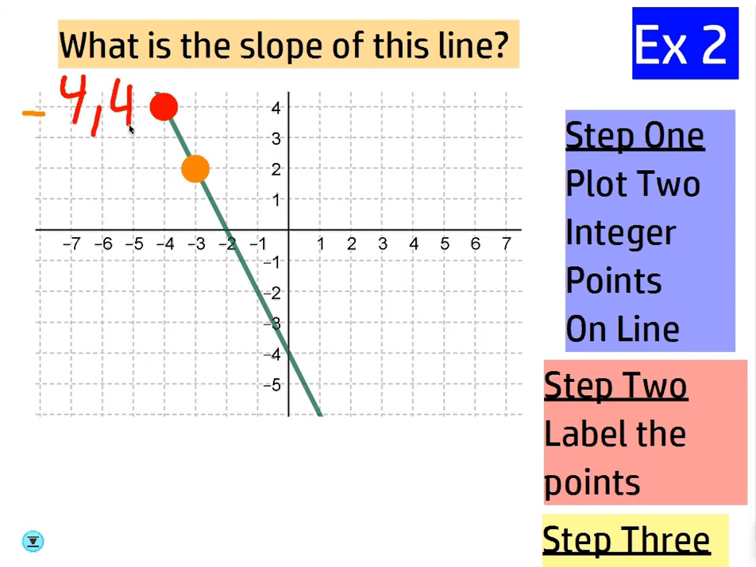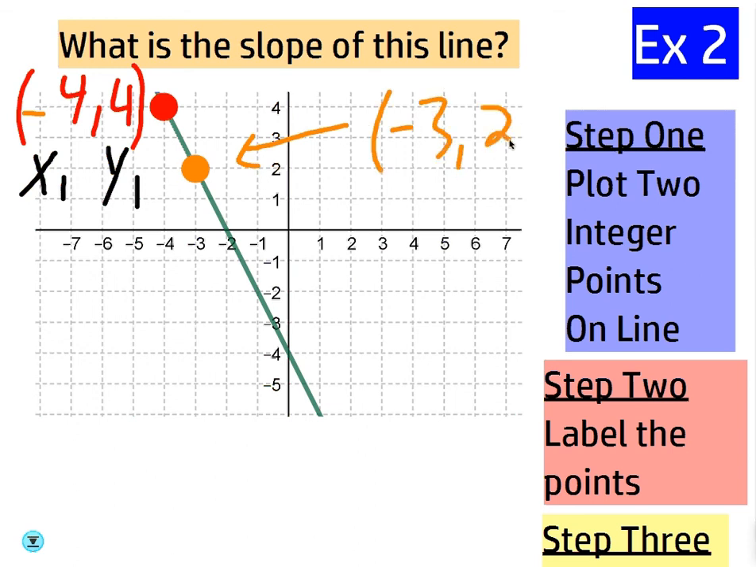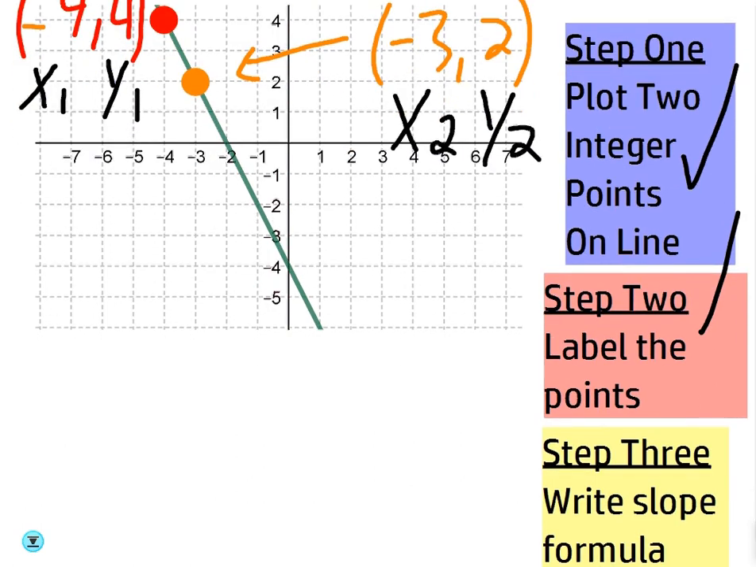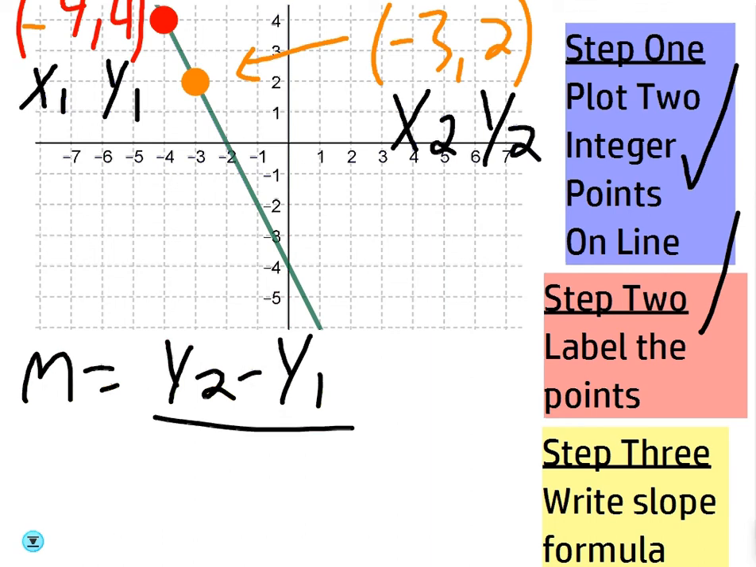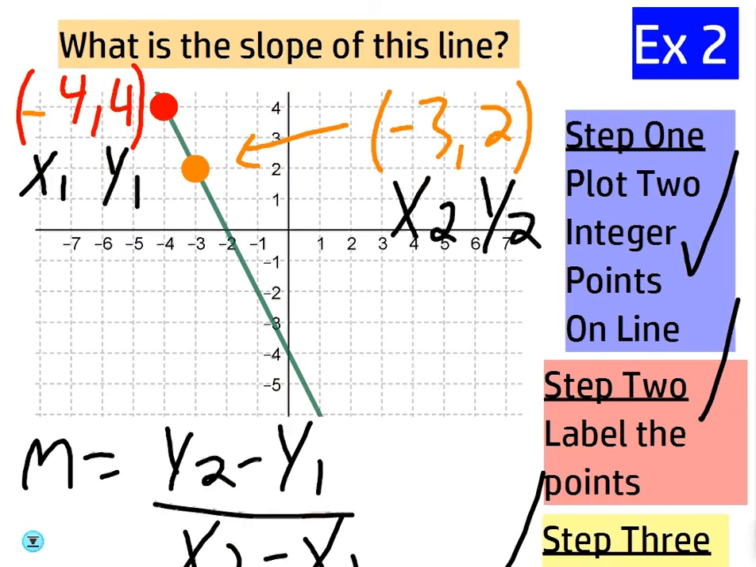And again, we want to label that point. So that is my x1, y1. Okay, the next point, I'm going to have to go over here, is negative 3, 2. And that is the x2, y2. Okay, so we've plotted the points, we've labeled them. Again, we're just going to write the slope formula out. Okay, then we're going to plug in those values, making sure to put them in parentheses.